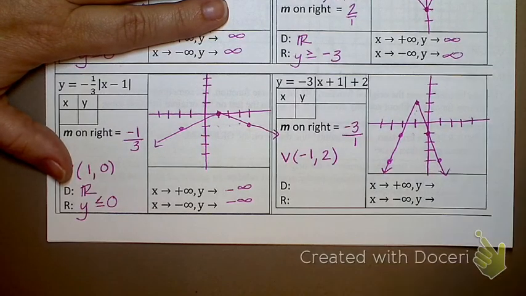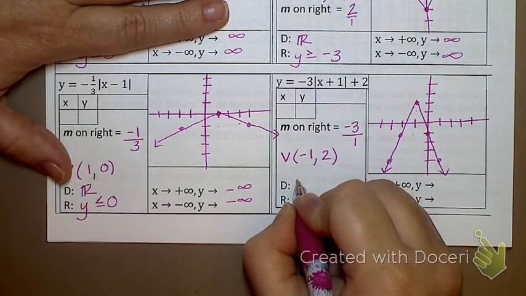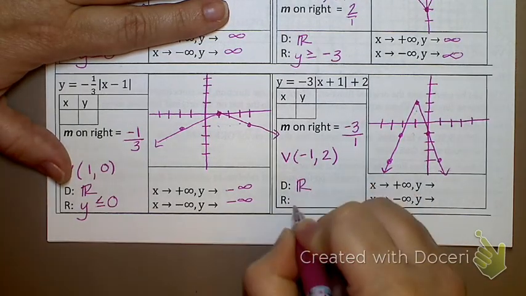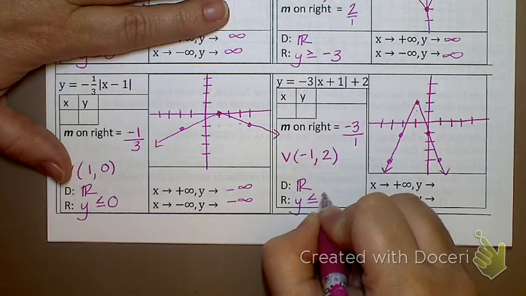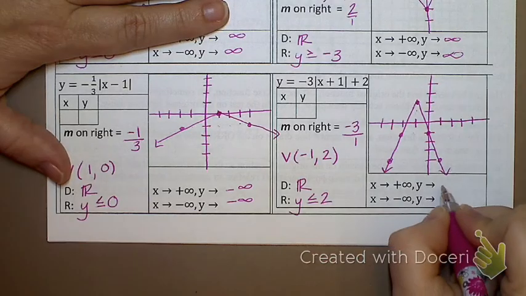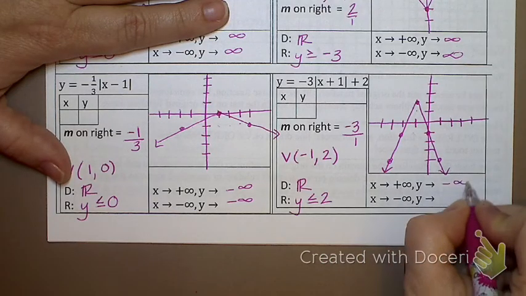What's my domain? All real numbers. My range? Y is less than or equal to 2. And my end behavior, both ends are going down.